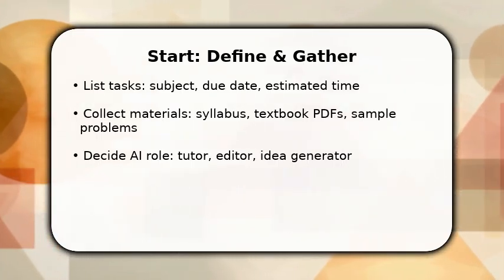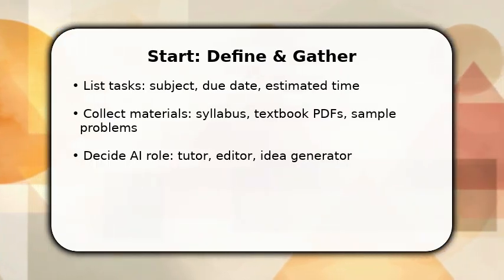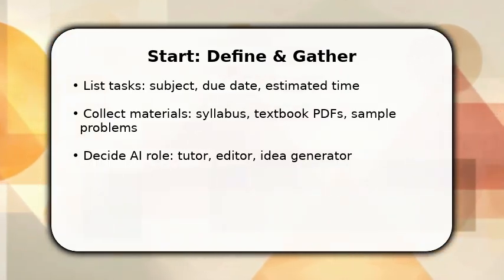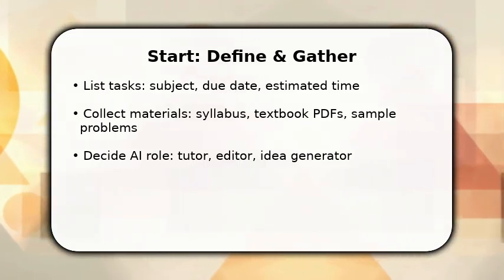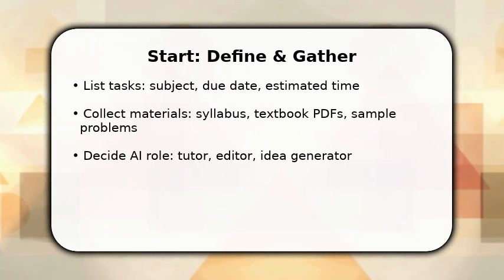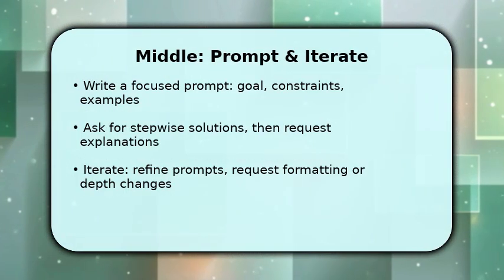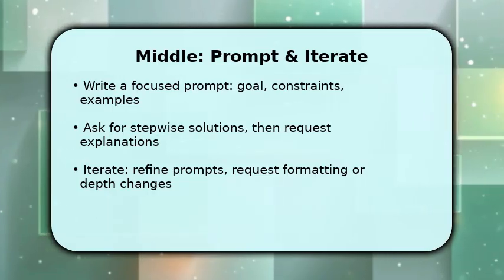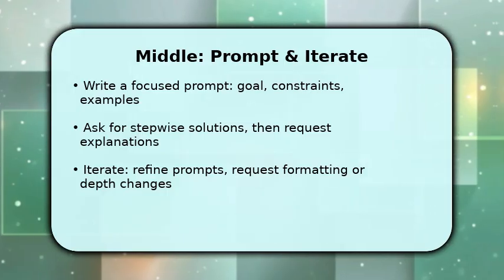Then decide the AI's role, whether you need a step-by-step tutor, an outline creator, or proofreading help, and state that immediately. This saves time and reduces back and forth, letting the AI produce focused, usable output from the first prompt. You craft a focused prompt that contains the goal, constraints, and one example of desired format. Include sample work or model answers if available.